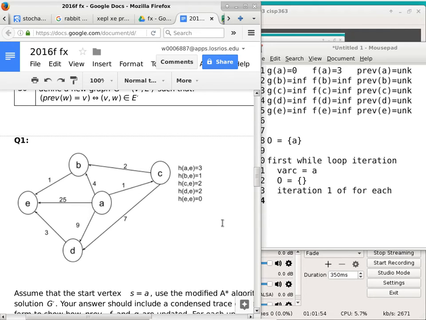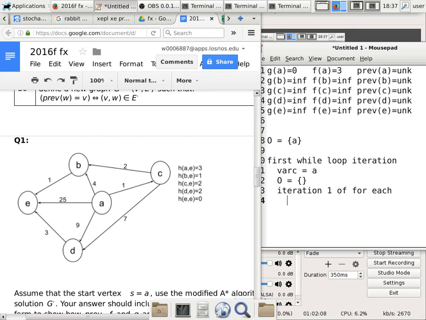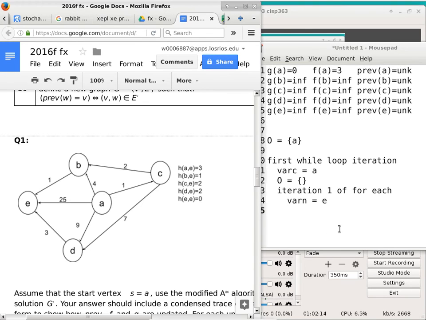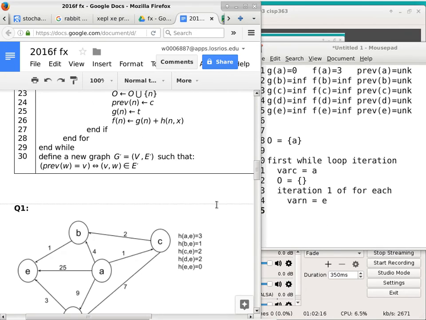In fact, let's explore E first, because when I say for each, there's no particular order that I have to go through. I can choose E to be the first neighbor of A to explore. So let's do that. I choose N, the variable N, which is the neighbor, to be E. What are we going to do with the algorithm now that we have chosen that?